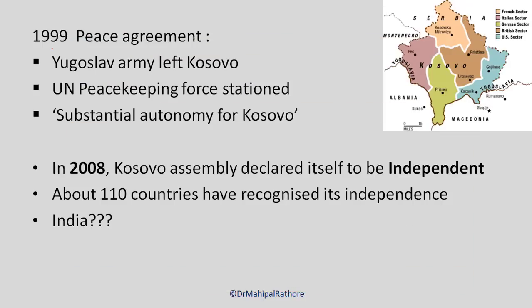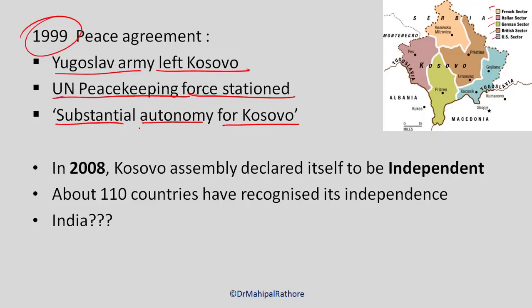These bombing strikes brought Milosevic to a peace settlement, and this agreement was signed in 1999. According to this agreement, the Yugoslav army will leave Kosovo. There will be no more ethnic cleansing. The Yugoslav army will go back to Serbia. UN peacekeeping forces will be stationed in Kosovo to prevent further warfare. So entire Kosovo was divided according to sectors. French, Italian, German, British and US armies were stationed here for many years. And substantial autonomy was given to Kosovo.